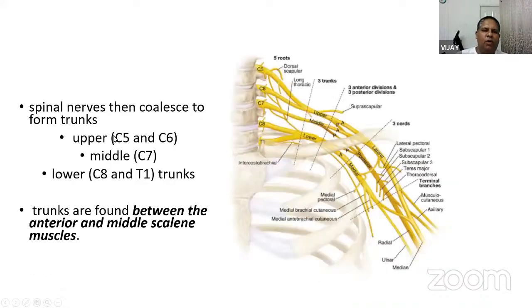So these spinal nerves then coalesce to form the trunks. C5 and C6 join to form the upper trunk. C7 gives the middle trunk. C8 and T1 give the lower trunk. The trunks are found usually between the anterior and the middle scalene muscles.